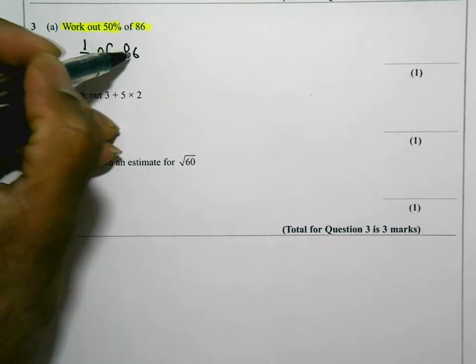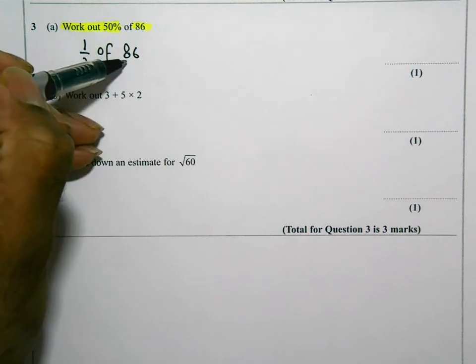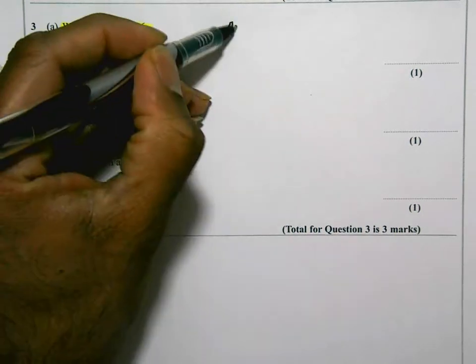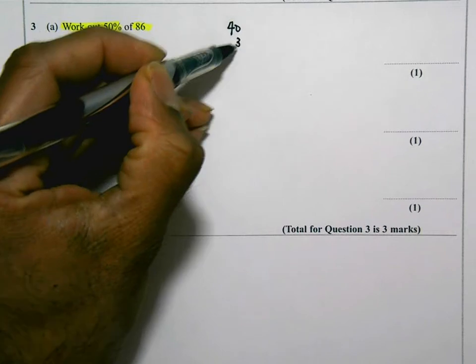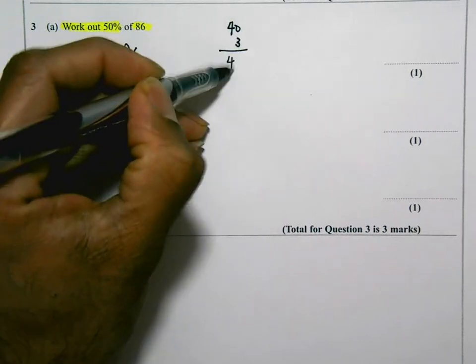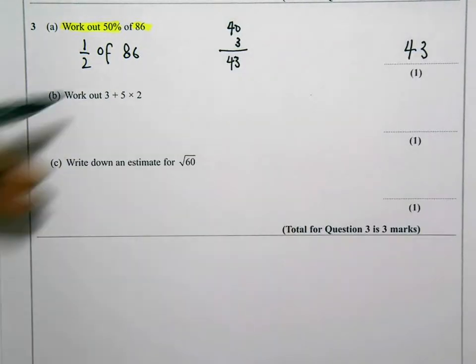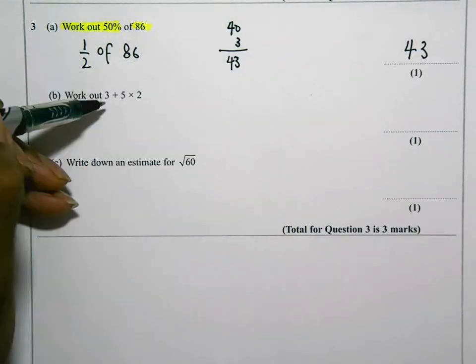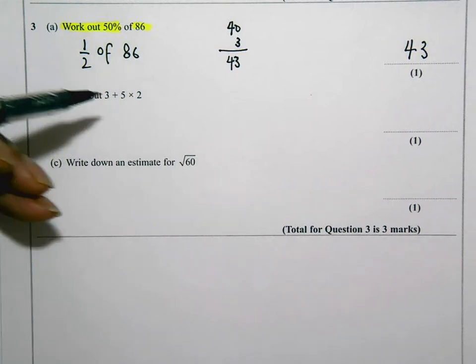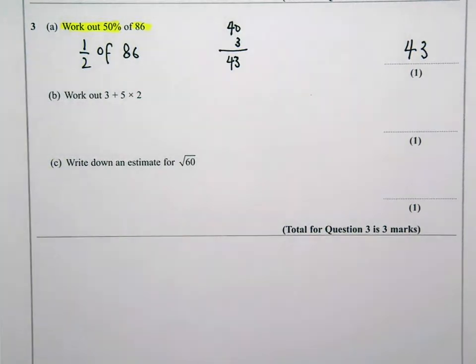Now half of 86, you could break that up into stages. Half of 80 is 40, half of 6 is 3. So altogether that's going to be 43, and that's my answer, 43. You could have also done 86 divided by 2, and that would get you 43 as well. So pretty straightforward there. Going on to part B.